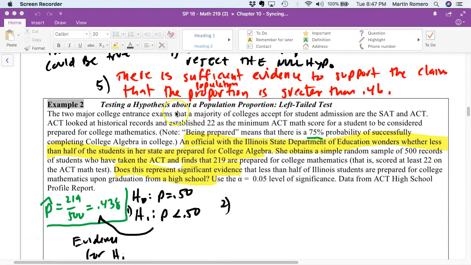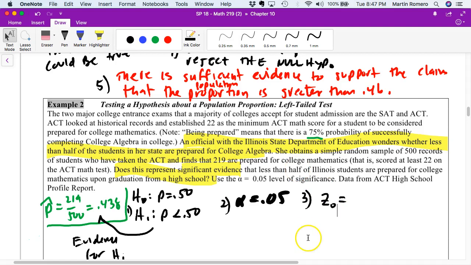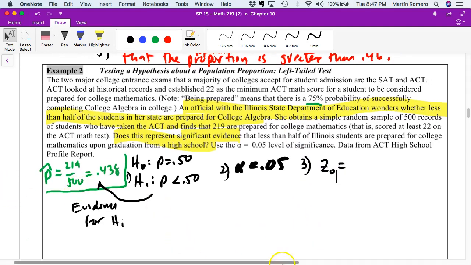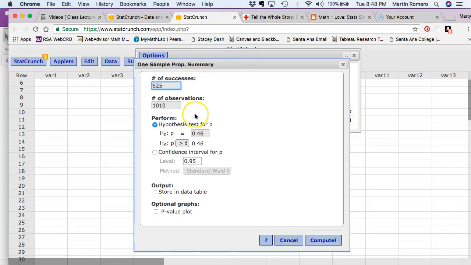So now we know what we're going to be comparing our p-value to. In this case, alpha equals 0.05. Step 3 is to calculate the test statistic, and we're going to do that again with StatCrunch. I got some values, 219 over 500, 0.50. So in here, we go ahead and put 219 over 500.